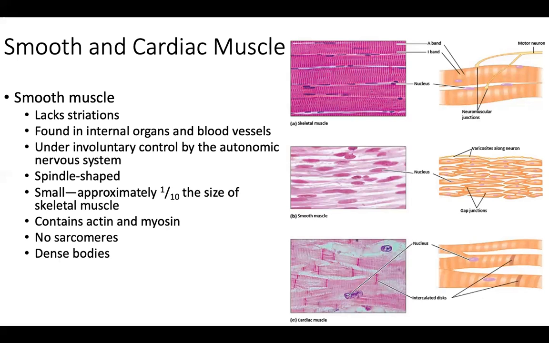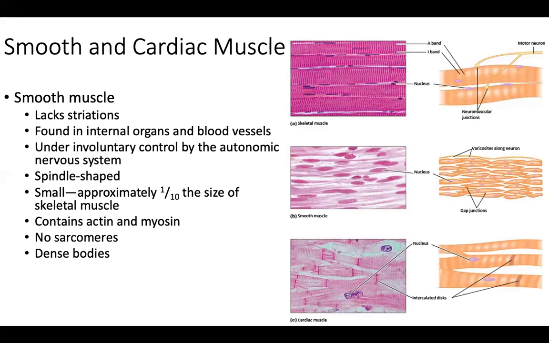The length is approximately 1/10 the size of skeletal muscle. So they're much smaller cells than we see with other muscle types. They contain actin and myosin, so they do have the same filamentous proteins. They do have the same structural components, but they're just differently arranged so that they will behave a little bit differently than what we see with those two muscles as well.